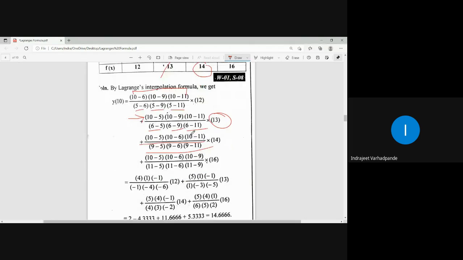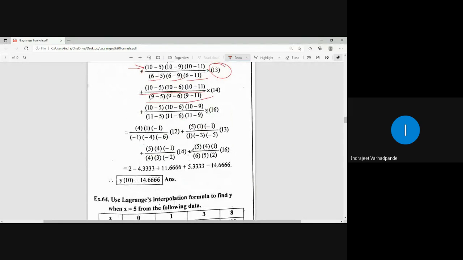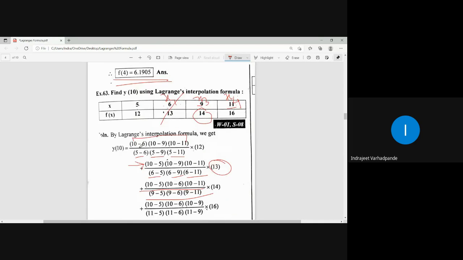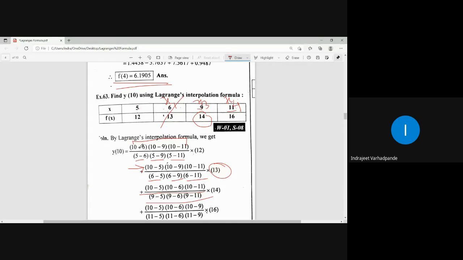Likewise, you write it for x4. Do the calculation. You will be getting the answer as 14.6666, which is the estimation for the value of y at x equal to 10. The value of y at x equal to 10 by using Lagrange's interpolation formula is estimated appropriately. So whichever number of terms present, minus 1 will be the way of writing down the terms in the formula stepwise one by one, right?